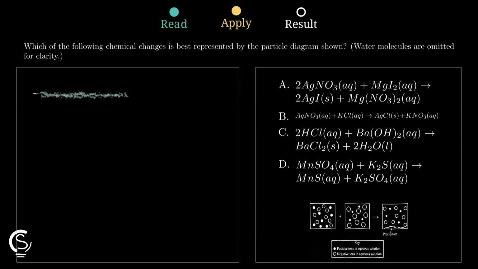Next, examine the second box where 4 cations and 4 anions have formed a solid at the bottom. This means half of our original ions reacted to create the precipitate.